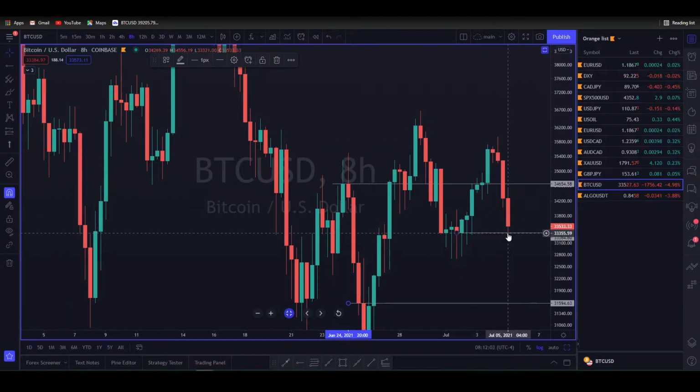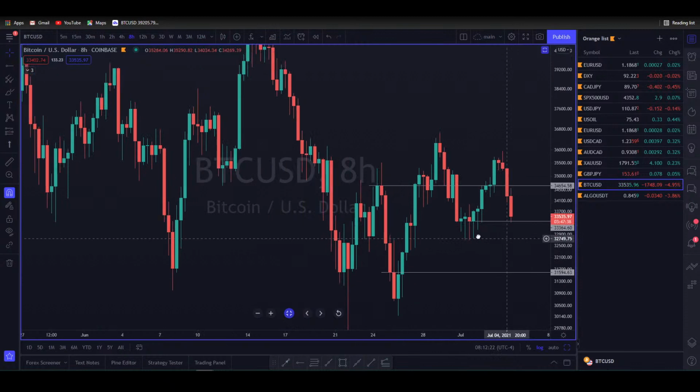Would I look to get long here? No. And the reason why is because you have a lot of momentum coming into the level. So people are going to be looking to sell around this wick. Even if you get a push back up to daily resistance 34,654, people are going to look to sell there. So you don't necessarily want to look for buying opportunities right here.